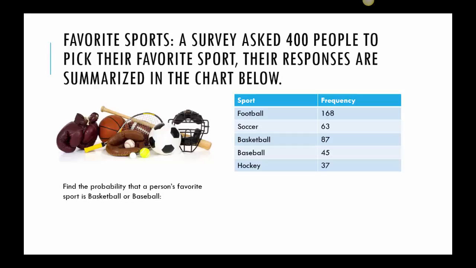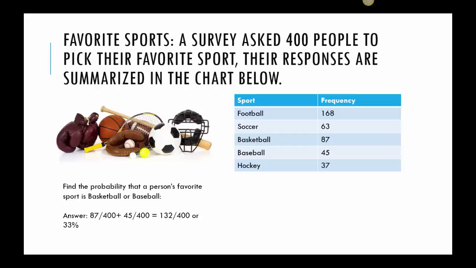All right, so let's look at our first question. It says, find the probability that a person's favorite sport is basketball or baseball. Okay. So basketball, we can see 87 people prefer basketball out of the 400. And then baseball, I had 45 people out of the 400. There is no intersection, so I didn't put anything there. There's not a choice where they got to pick 2. So I just had 87 plus 45 is 132 over 400.